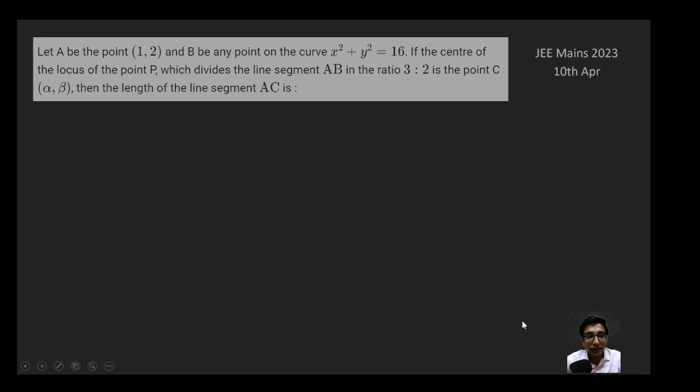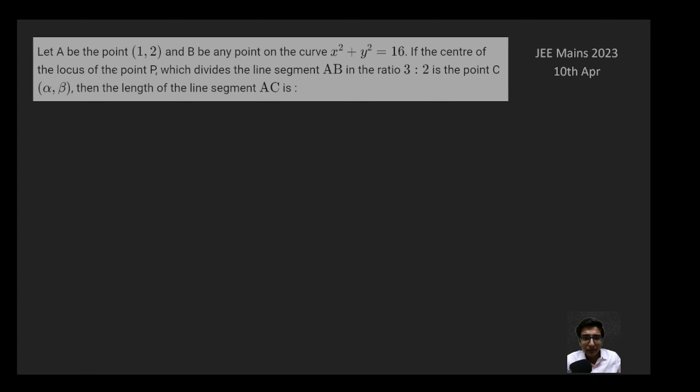So now let us start with the first question. This was asked in JEE Mains 2023. Let A be the point (1, 2) and B be any point on the curve x² + y² = 16. If the center of the locus of point P, which divides the line segment AB in the ratio 3:2, is the point C(alpha, beta), then the length of line segment AC is.